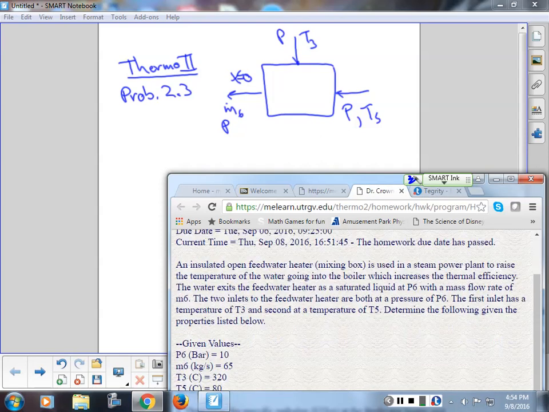Okay, so an insulated open feed water heater is used for a steam power plant. So I have two inputs, one at T3, one at T5, and it comes out as saturated liquid at P6, but all the pressures are the same. So this is an open feed water heater, and I'm going to make that my system boundary. There's heat transfer going on inside, there's all this mixing, but there's no Q across my boundary. There's no work across my boundary. It's steady state.